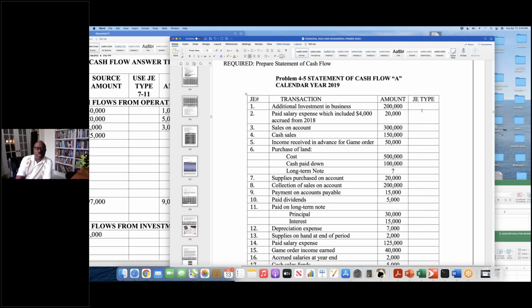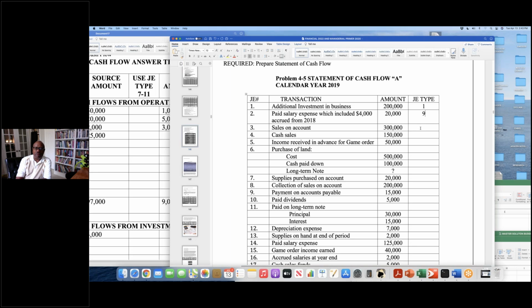That's what I thought. So an additional investment in the business, what type is it? Type 1. So we'll keep it. Paid salary expense, which included $4,000 accrued from 2018. That's a type 9.